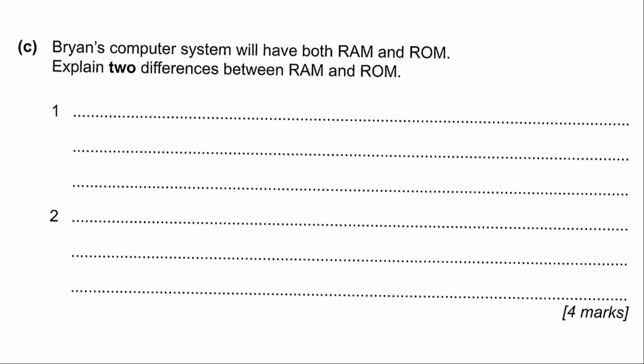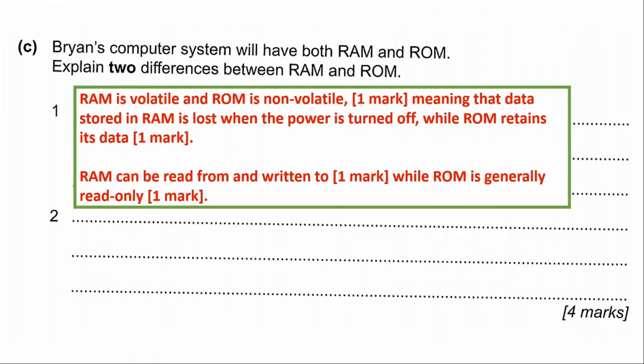You can also say that ROM is read-only memory and RAM is read and write memory. Okay, so RAM is volatile and ROM is non-volatile. That's enough to get a mark, meaning that data stored in RAM is lost when the power is turned off, while ROM retains its data. You can say that RAM can be read from and written to, while ROM is generally read-only.